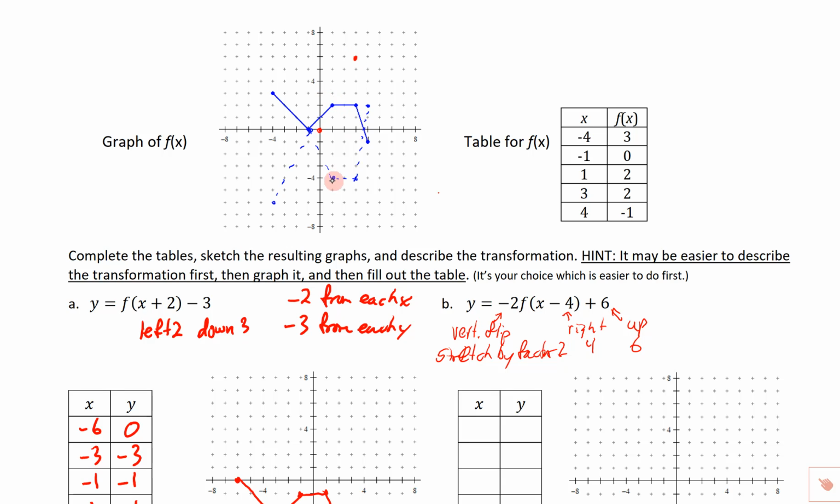We're going to take this one right here, go to the right 4, so that's going to put us here. And then up 6 would put us right there. And then right 4 and up 6 would put us right here. And right 4 and up 6 would put us right here.